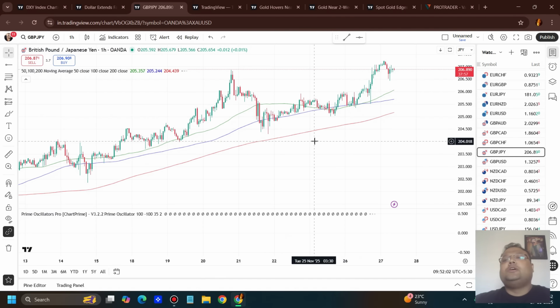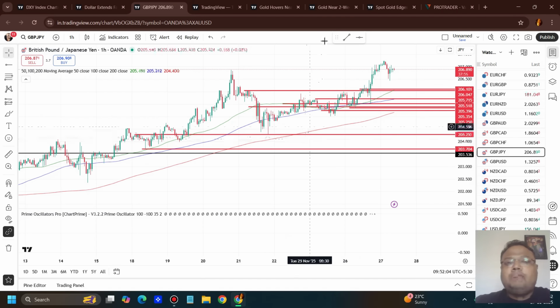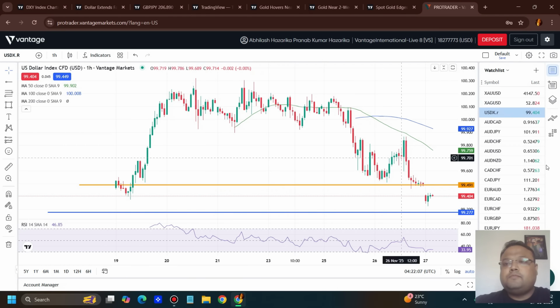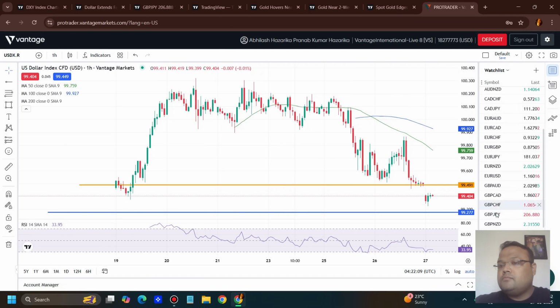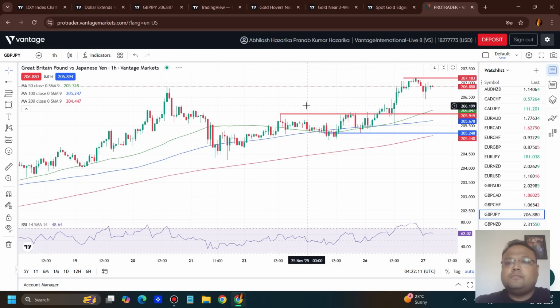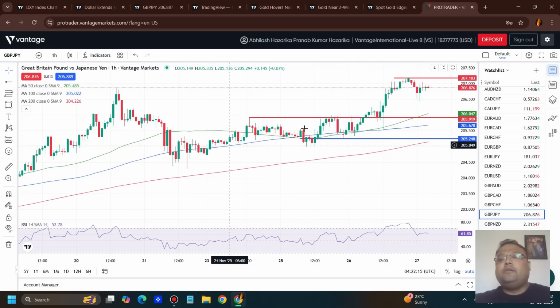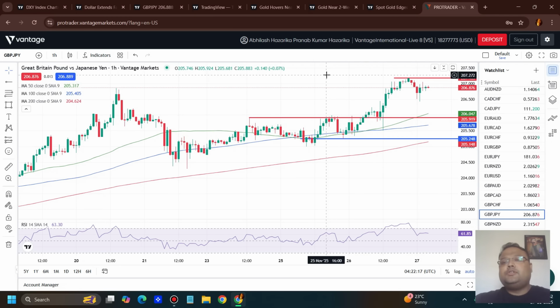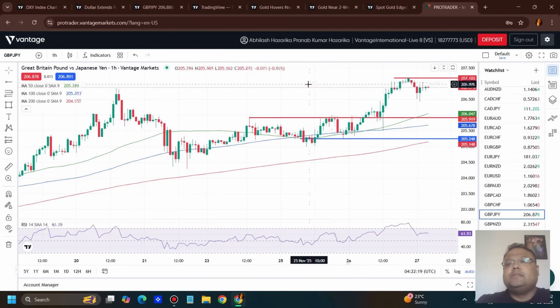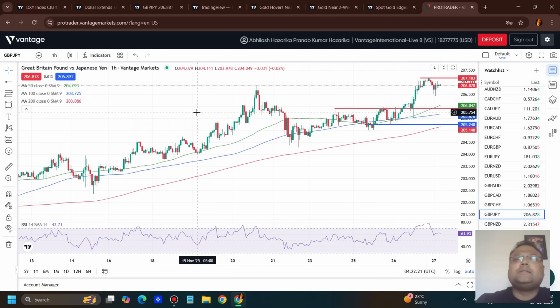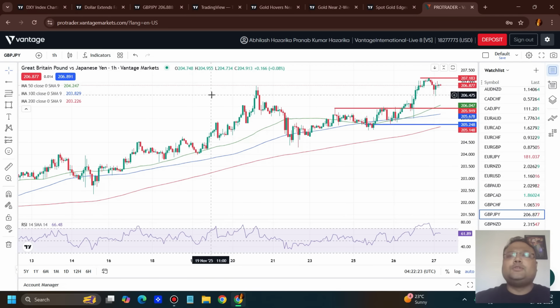Now let's look at the chart of GBP JPY. So this is the hourly chart of GBP JPY in front of us. On the chart of GBP JPY, my dear friends, we can see the market is continuing the overall upside. Here also, if you want to make some good money, you need to follow the trend of the market. You need to ride the trend here.